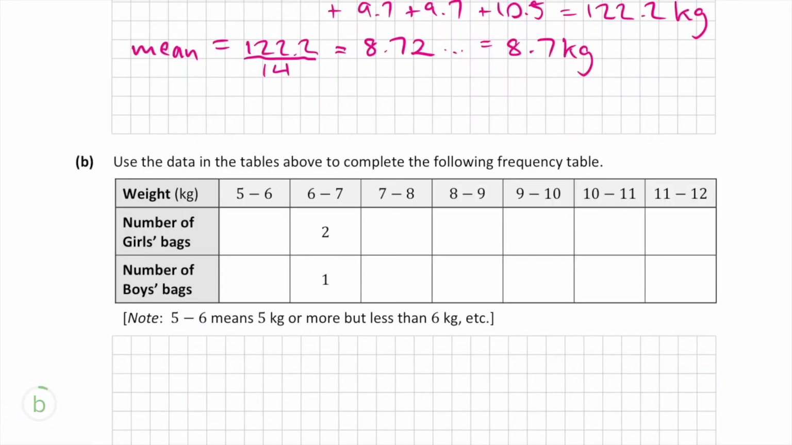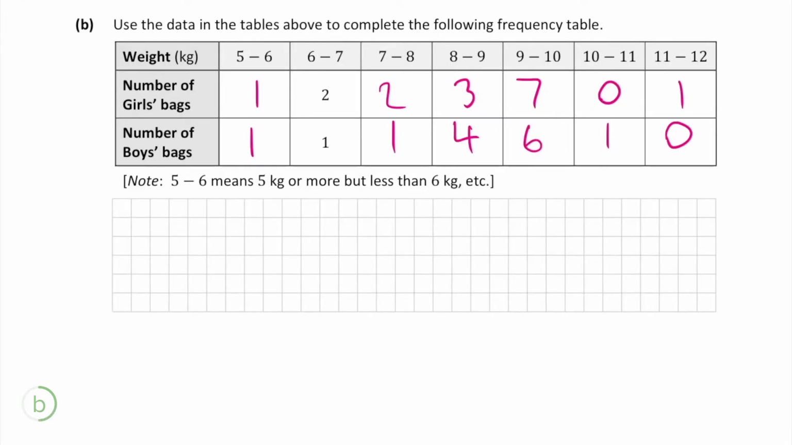In part B, we have to use the data we're given in the tables to fill in this frequency table. Since the data in the tables is in order, this is fairly easy. And this is what the frequency table should look like when you're finished.